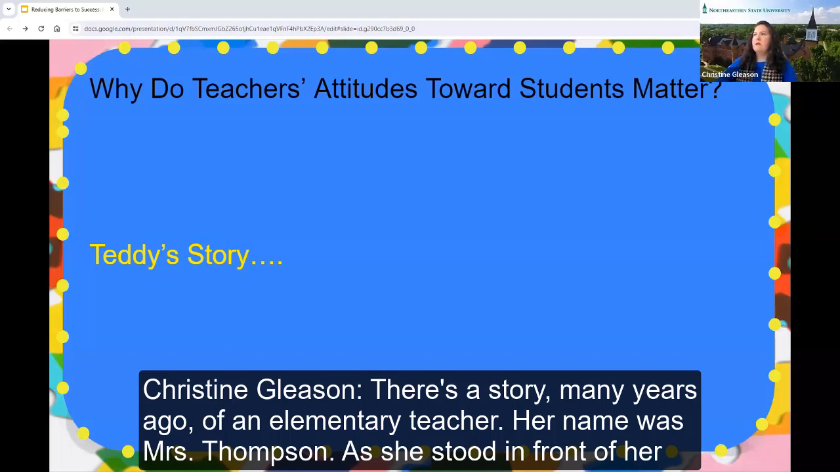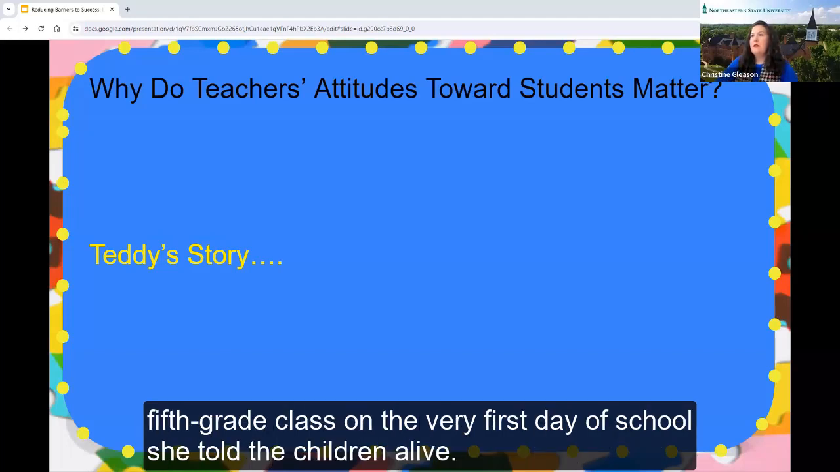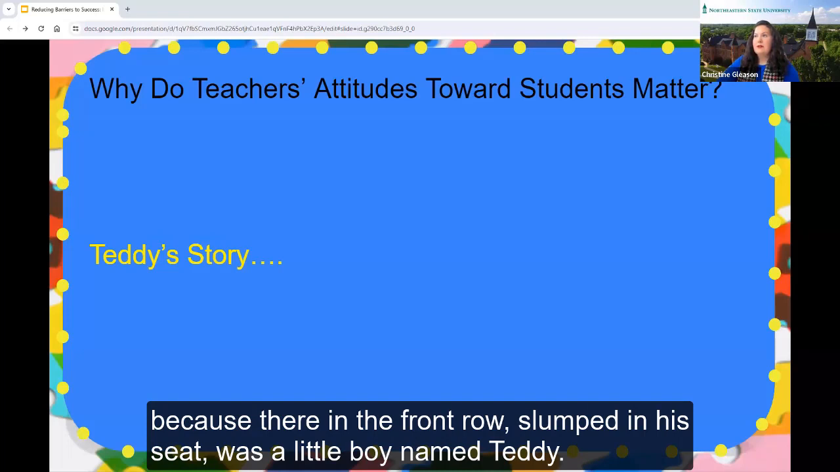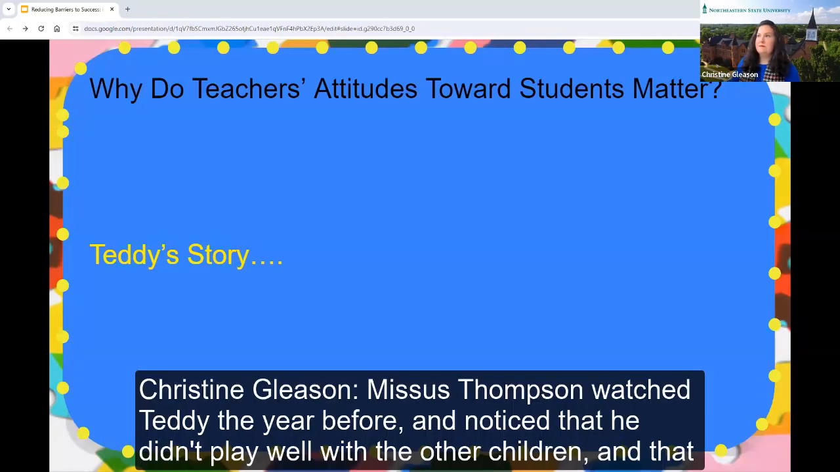There's a story many years ago of an elementary teacher. Her name was Mrs. Thompson. As she stood in front of her fifth grade class on the very first day of school, she told the children a lie. Like most teachers, she looked at her students and said that she loved them all the same, but that was impossible because there in the front row, slumped in his seat, was a little boy named Teddy.